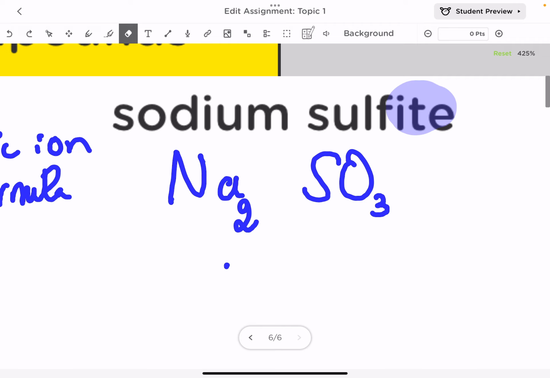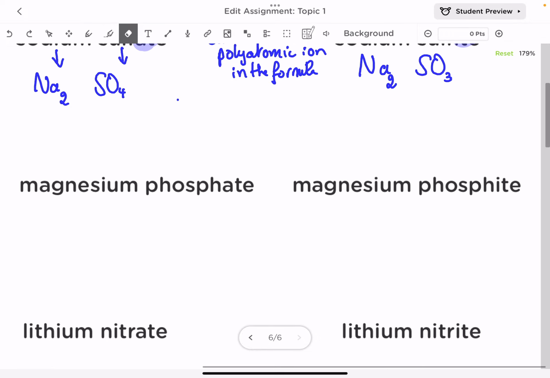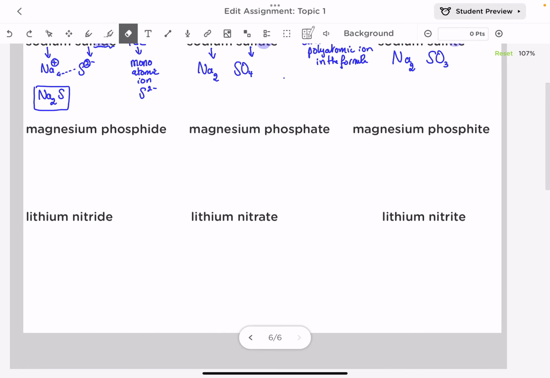And what I mean by ignore it, always have a pencil with you when writing the formula. So after you switch the numbers from superscript to subscript, erase the plus and the minus. Let's look at another example.